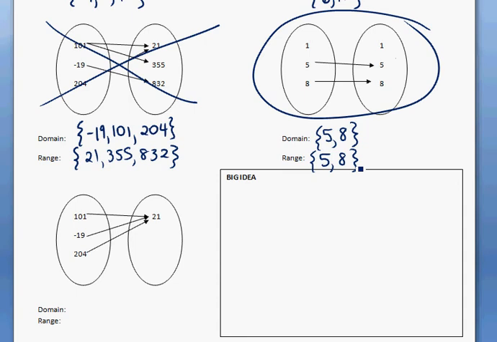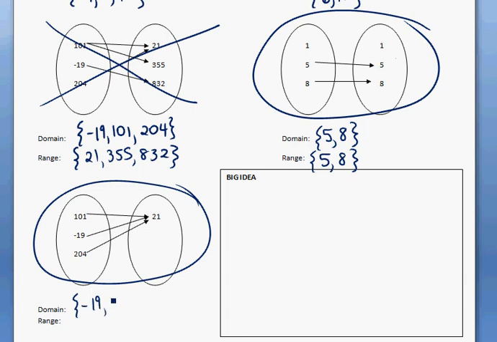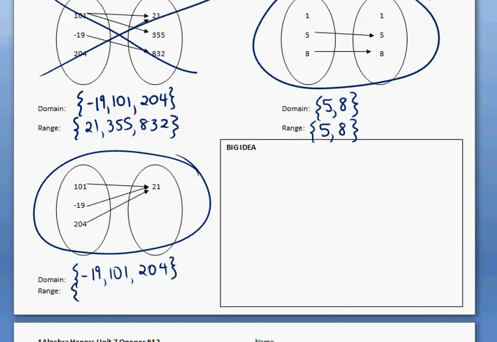And finally, for the last one, does 101 correspond to only one output? 21. Does -19 correspond to only one output? 21. Does 204 correspond with only one output? 21. So yes, this is a function. It's a constant function because all of the inputs are corresponding to the same output, but that's okay, it's still a function. The domain is -19, 101, and 204. And the range has only one number in it, 21.